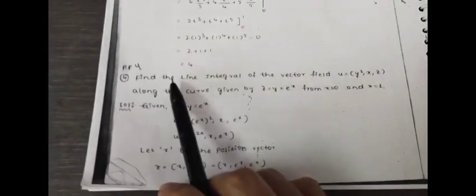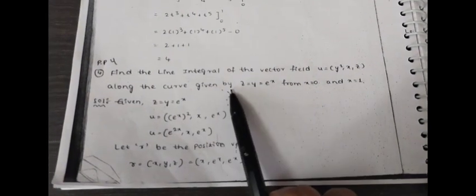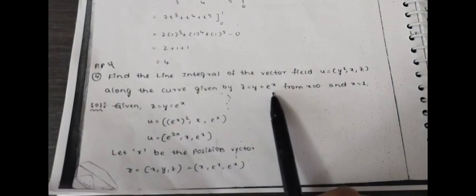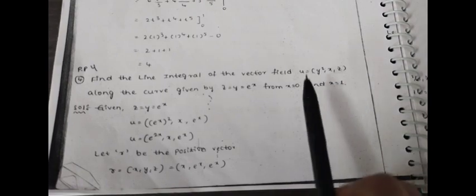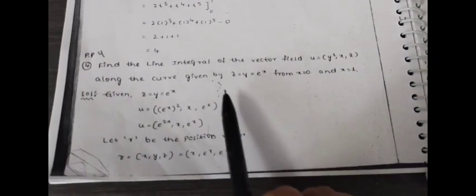See practical problem 4. Find the line integral of the vector field. Same question, the line integral we need to find, where the field is given and the curve is given. In the previous problem it was given in terms of t, but in this problem y and z are given in terms of x, and the x limits are given. So convert all that line integral value in terms of x because the x limits are given. So what is given, you have to write first.